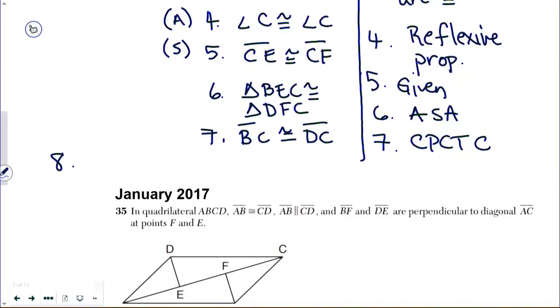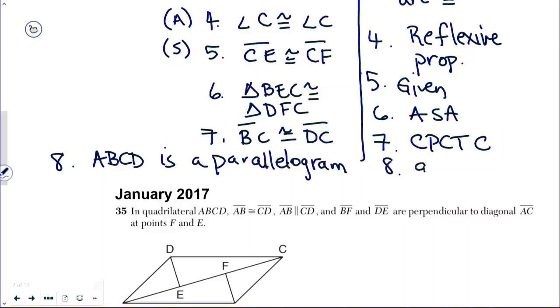Well, actually, I never said it was a parallelogram. I gotta say that. Shoot, ABCD is a parallelogram. Given. And now my ninth line, which I can barely fit in, ABCD is a rhombus.